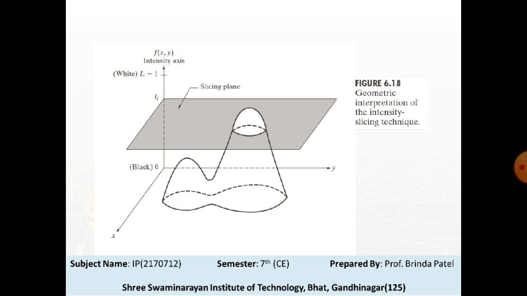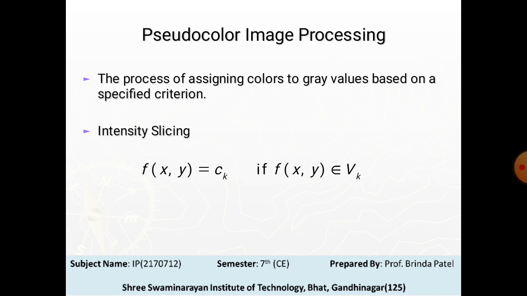Suppose that P planes perpendicular to the intensity axis are defined at the levels L1, L2 up to LP. Then, assuming that 0 is less than P, which is less than L minus 1, the P planes partition the grayscale into P plus 1 intervals: V1, V2 up to V(P plus 1).